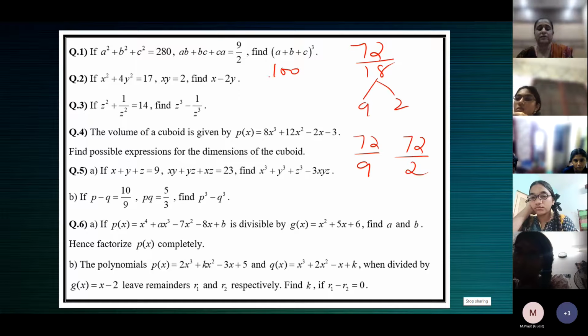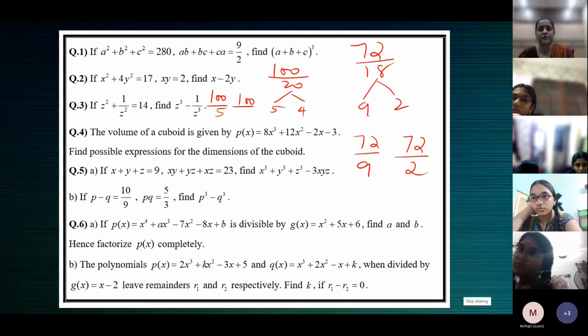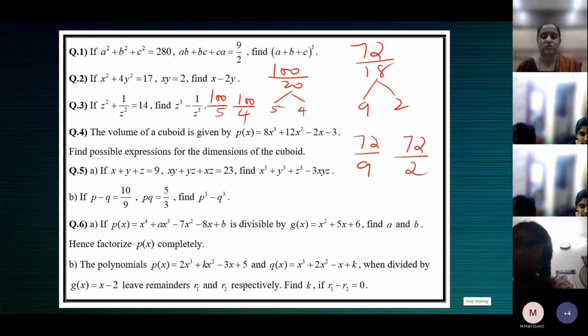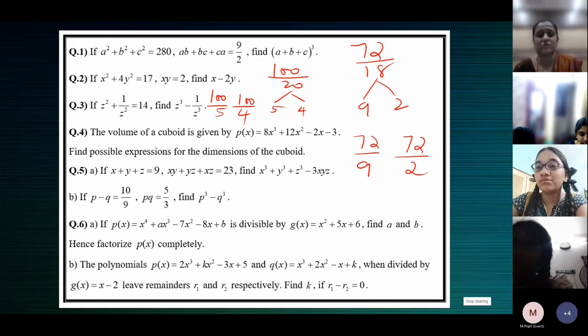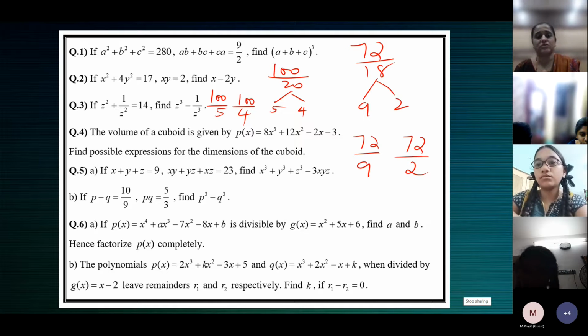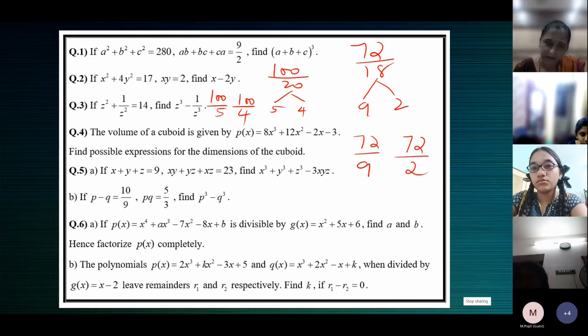100 is divisible by 20, and 5 4s are 20. That means 100 is divisible by 5 and 100 is divisible by 4. Since 100 is divisible by 20 and 20 is 5 into 4, 100 is also divisible by 5 and 4. Okay, 10 2s are 20, whatever you want to say. 100 is divisible by 10 and 100 is divisible by 2.